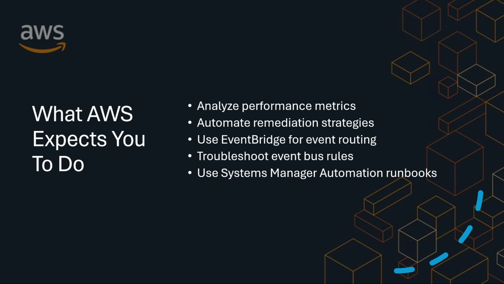AWS lists three core skills here: analyze metrics, automate remediation, and use EventBridge with Systems Manager automation. So our learning path follows the same order. If you understand these bullets clearly, you are covering exactly what the exam guide asks for.